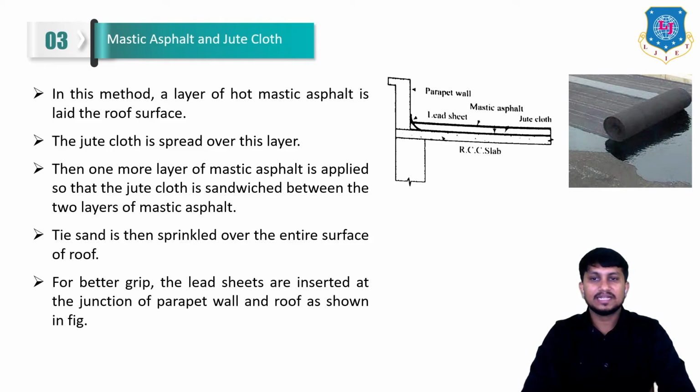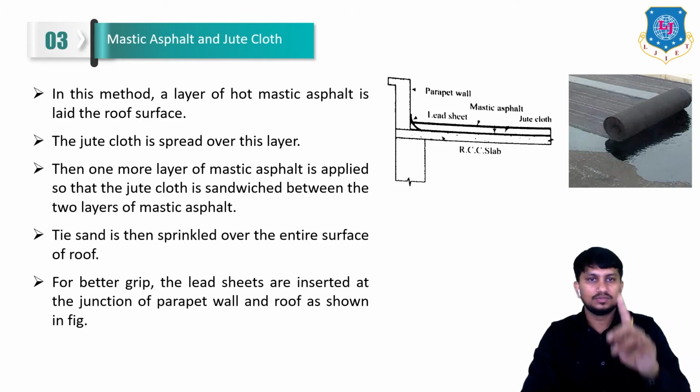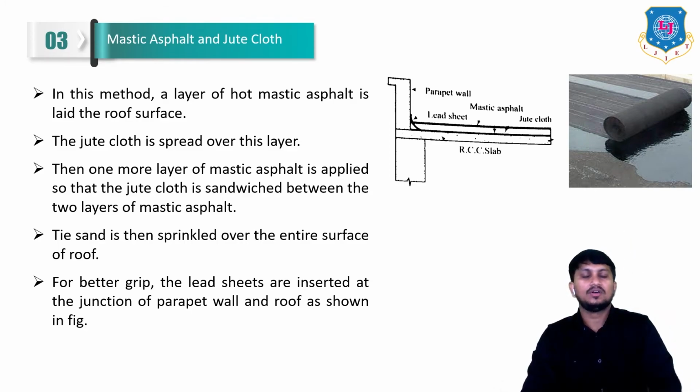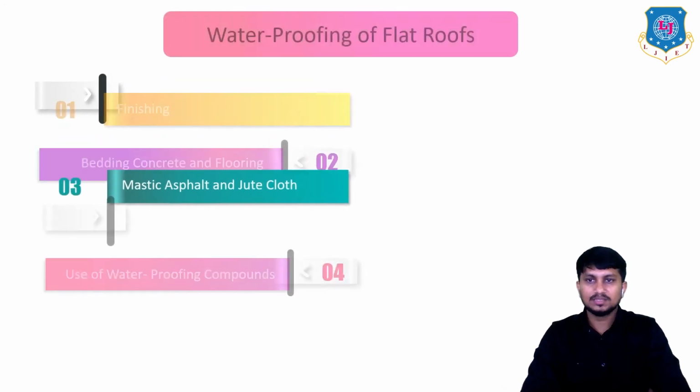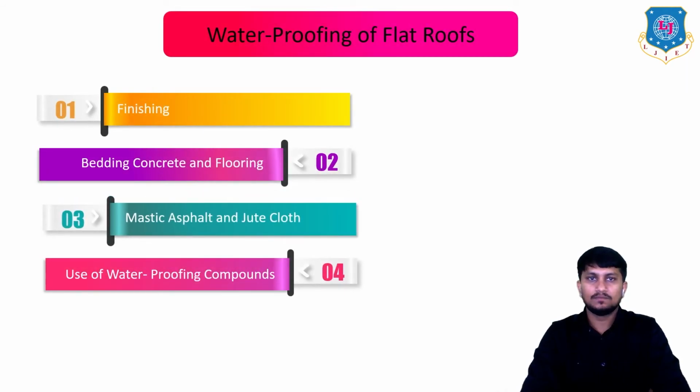Fine sand is then sprinkled over the entire surface of the roof. For better grip, lead sheets are inserted at the junction of the parapet wall and the roof, as shown in this figure. You can clearly see at the joint or the connection between the parapet wall and the slab, for better grip, the lead sheet is provided. So this is how you can do waterproofing of a flat roof with the help of mastic asphalt and jute cloth.